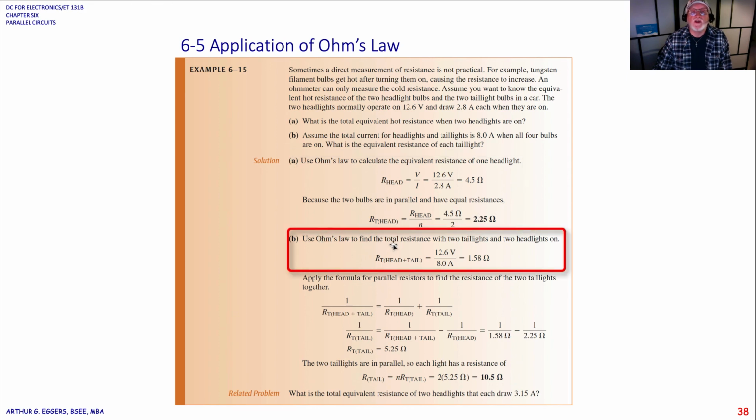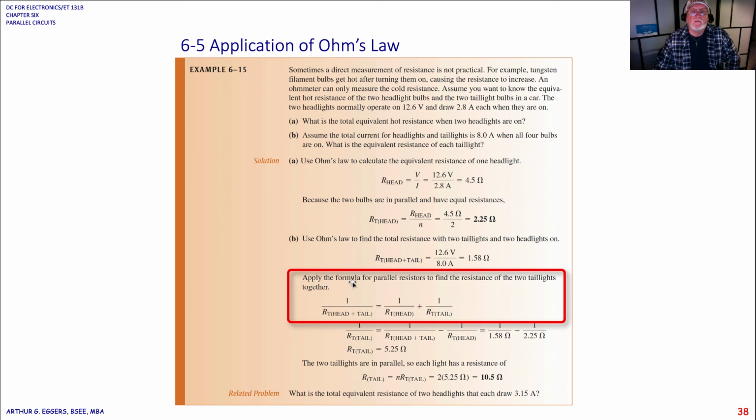Use Ohm's law to find the total resistance with two headlights and two tail lights on. So we're going to sum the headlights and the tail lights together to get R sub T, head plus tail, which gives us 12.6 volts and 8 amps of current. So that total resistance, headlight and tail light, is 1.58 ohms. Apply the formula for parallel resistors to find the resistance then of the two tail lights together.